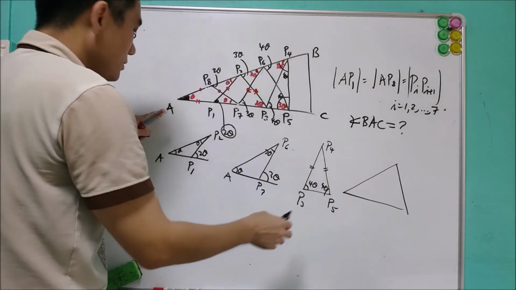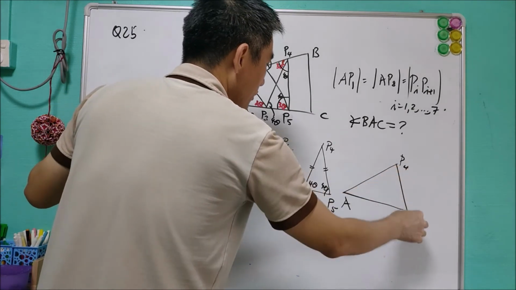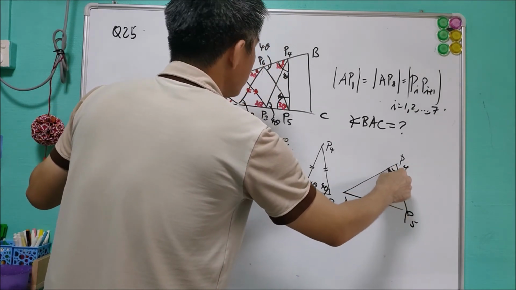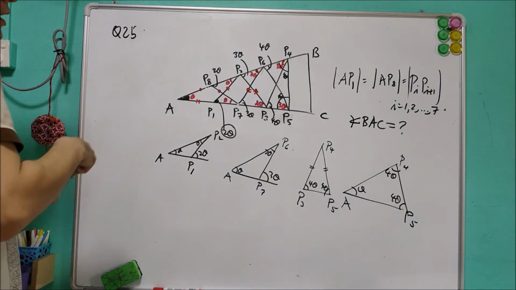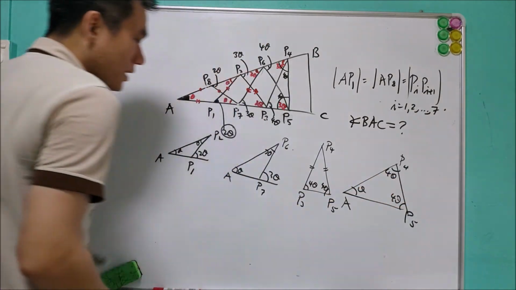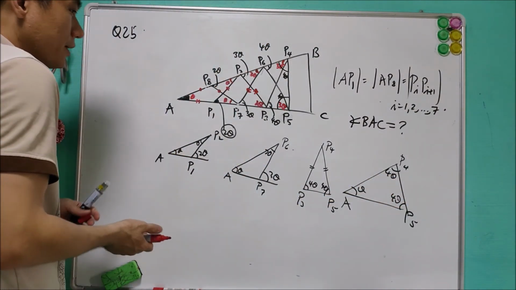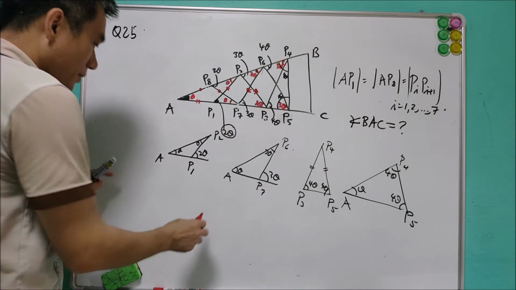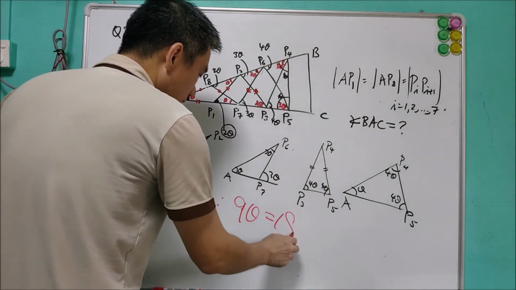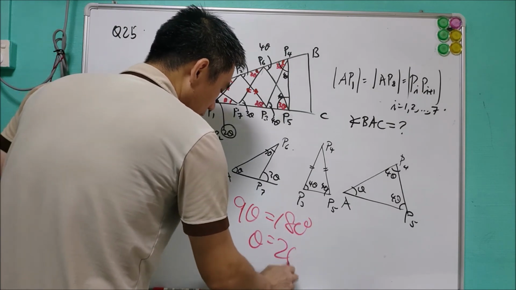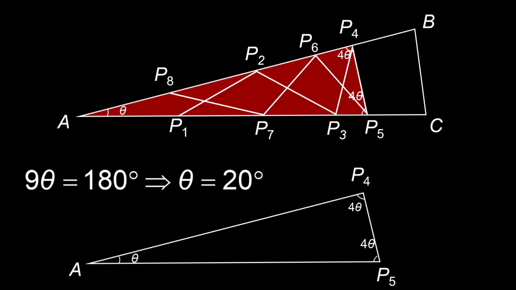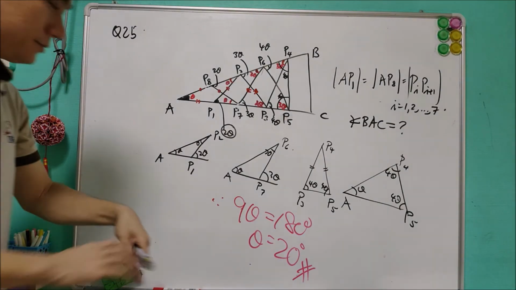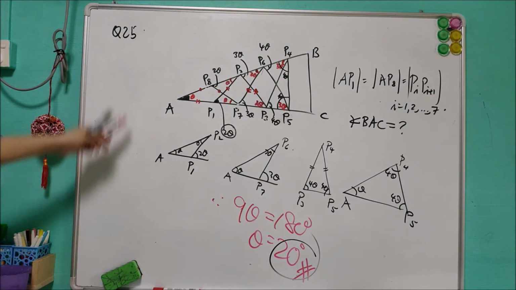Now we look at this triangle only, A, P4, and P5, where this is 4 theta, this is 4 theta, and this is theta. Now we can get the conclusion very easily. The sum of the interior angles of a triangle is equal to 180 degrees. And therefore, 9 theta equals 180 degrees. Theta will equal 20 degrees. So 20 is the answer for question 25.